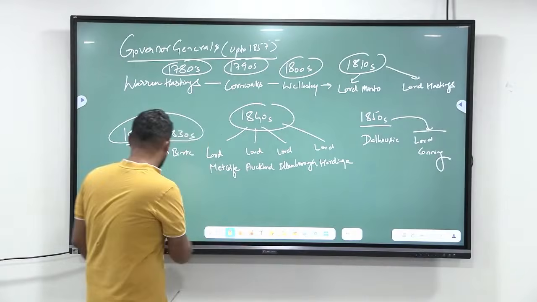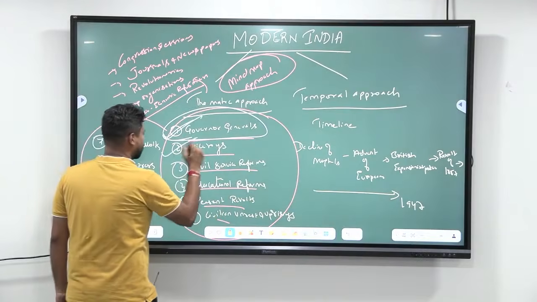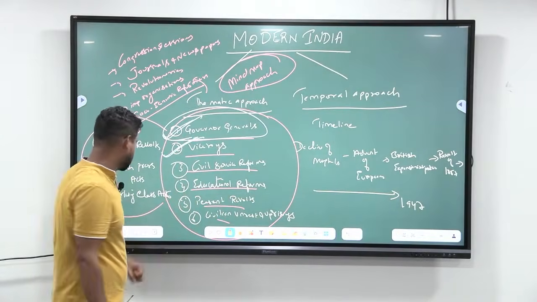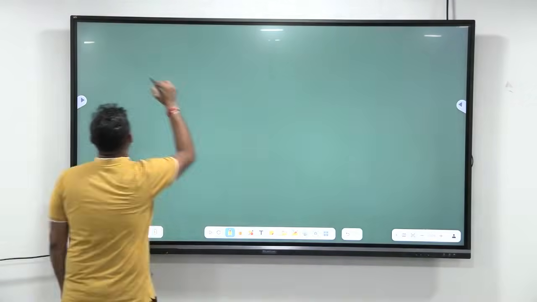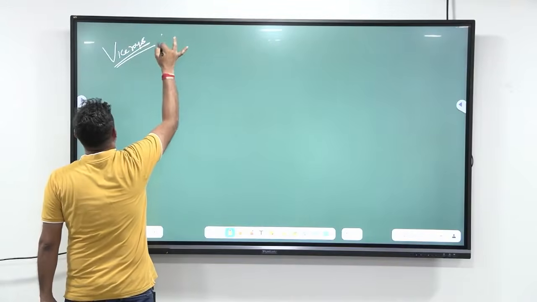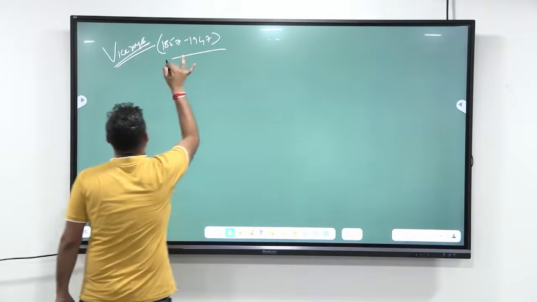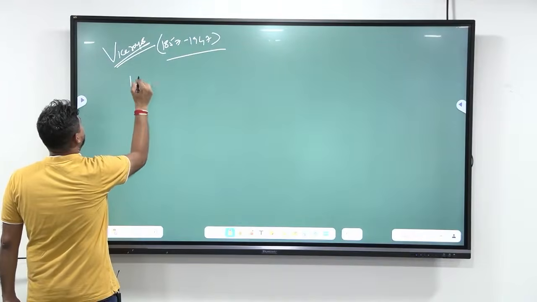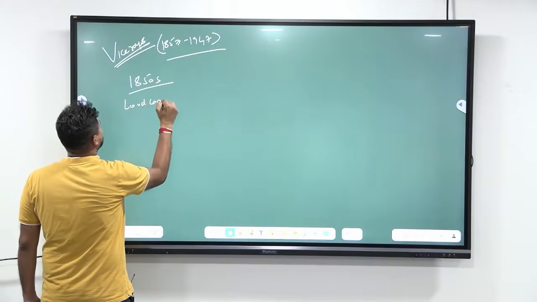Now let us go to the next theme. What is the next theme? We are done with the Governor Generals. Let us go to the next theme, and that is Viceroys. So go to a separate page and write down the important mind maps of Viceroys. So this is from 1857 to 1947. Okay, let us start. So 1850s, you have Lord Canning.